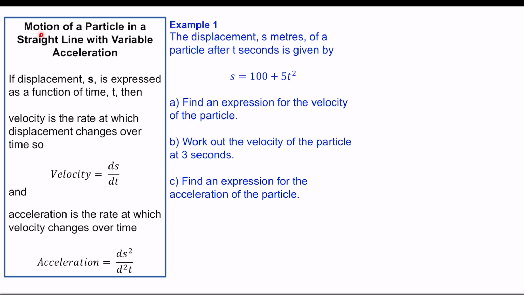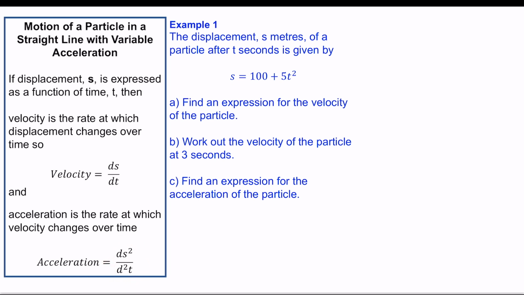So in this video, I'm going to show you how to model the motion of a particle in a straight line with variable acceleration. If displacement s is expressed as a function of time t, then velocity is the rate at which the displacement changes over time. So velocity is the change in displacement divided by the change in time. And acceleration is the rate at which velocity changes over time. So this is the change in velocity divided by the change in time, or the second derivative of the displacement.